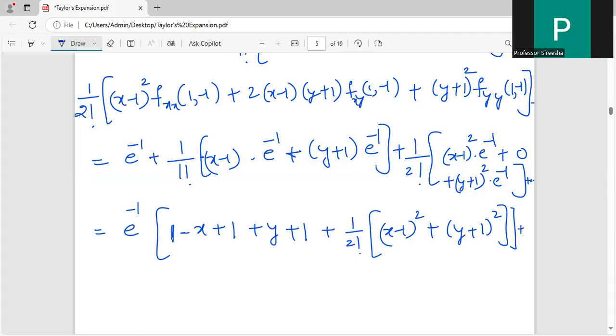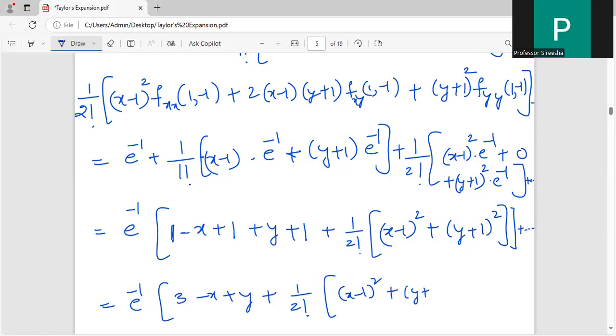e^(-1) is taken common, right? Anything that goes off, you can cancel out. If nothing goes off, you can just write e^(-1) into [3 minus (x minus 1) plus (y plus 1) and so on by 2 factorial]. Here I am just trying to stress upon when you have (x minus a) and (y plus b). That's my motive. Of course, it's a trivial question, again a standard question which can commonly be asked. This is how I'll write the Taylor's expansion.